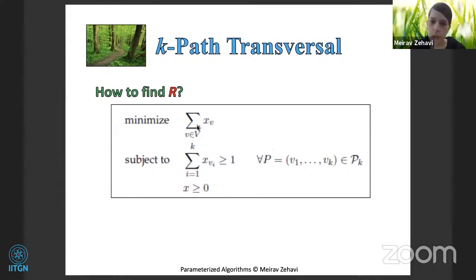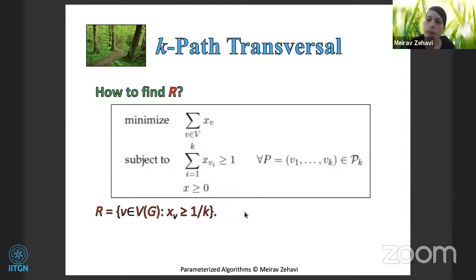So what we would like to do is to solve this linear program. So how can we solve it? Let me say this immediately. We would like to solve it so that we get some solution, some assignment to the variables that satisfies all of the constraints and minimizes this objective function. When we get some solution, we will define R just to be all of the vertices that got value xv at least 1 over k.